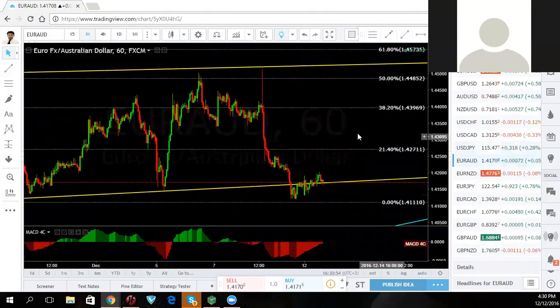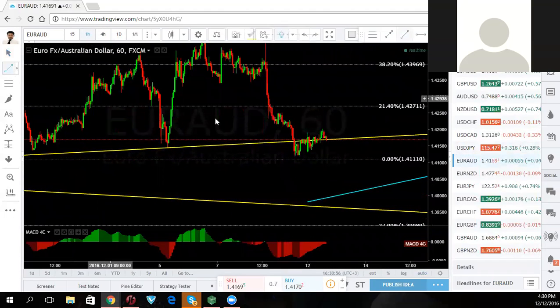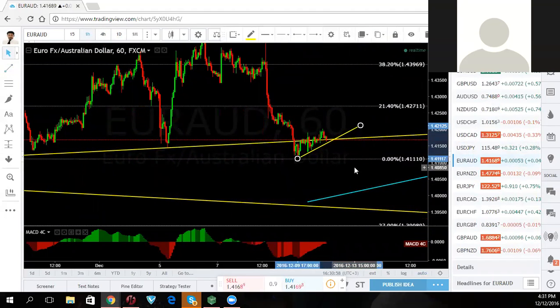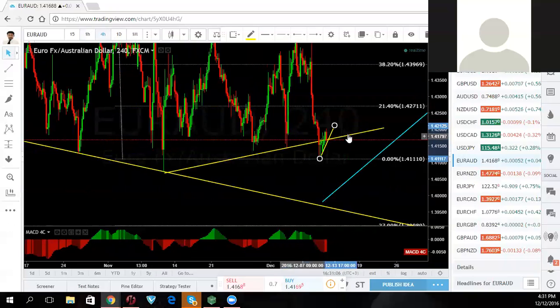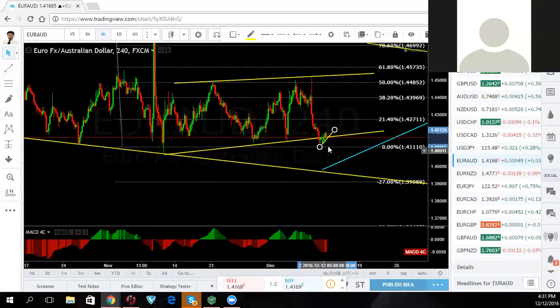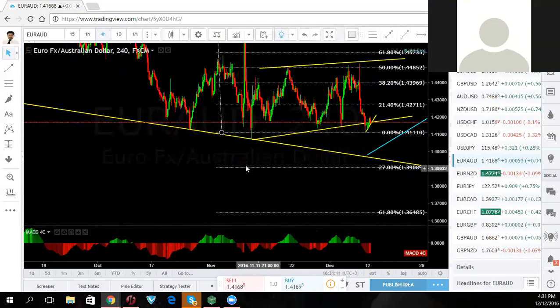Euro Aus here is a nice trade setup, but it's very, very short term. I'd like to warn you, this trade is very short term, which means once it tags this trend line here, it could bounce very, very strong. So if you take the trade and you're able to manage it well, you'll get a very nice trade here, and wait to see if it's going to break through.